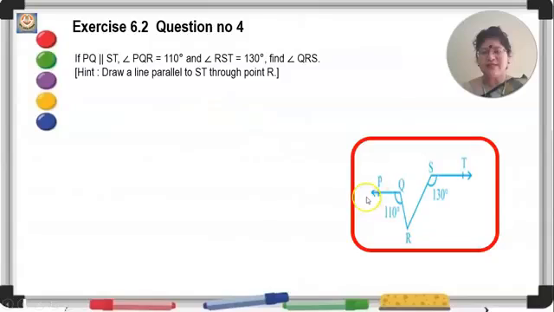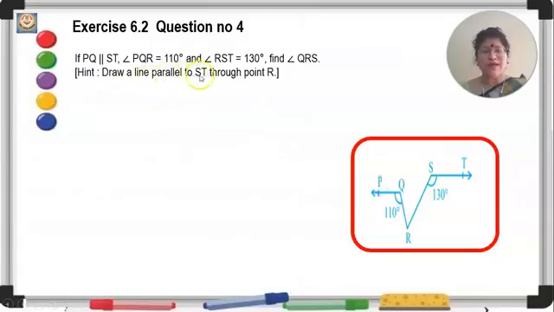Now it is given that PQ and ST are parallel to each other, with their measures: angle PQR is 110 degree and angle RST is 130 degree. You have to find out the measure of angle QRS. Students, nothing else is given in this question. So there is a construction.